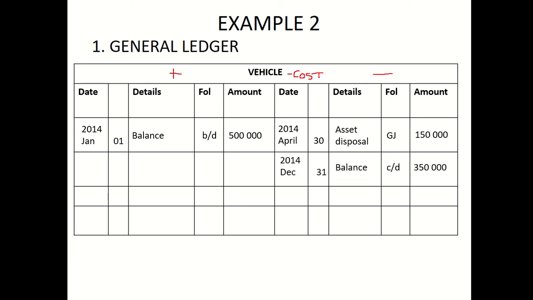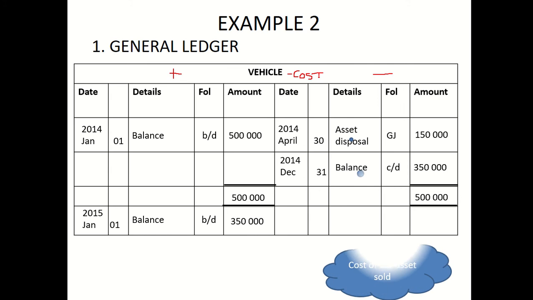which will be 350,000 rand. The totals on both the debit side and the credit side must be the same. It will be 500,000 rand. Meaning that on the 1st of January 2015, our balance brought down will be 350,000 rand. This is the cost price of the remaining vehicles. And I put a bubble on that. That is the cost price of the asset sold. So it will decrease the value of your vehicles. And remember, because this is an asset, it will decrease at cost price.